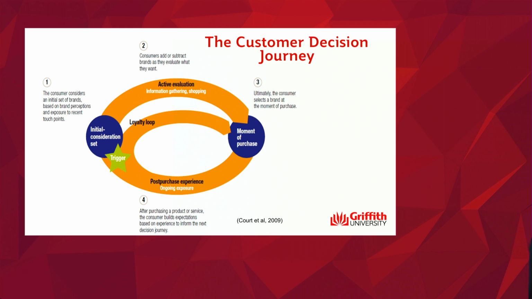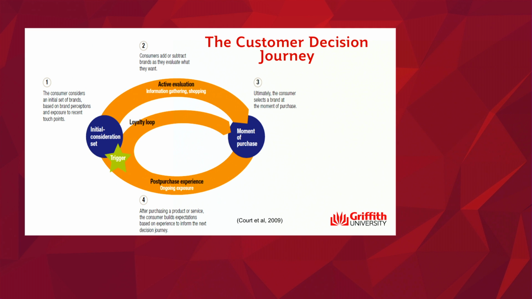This diagram is not called the customer decision making process, but the customer decision journey. So it's two different concepts, but they are related. It starts where the star is. On the left-hand side, you can see the star saying trigger. That trigger means when there is a need to buy or a need to change something.